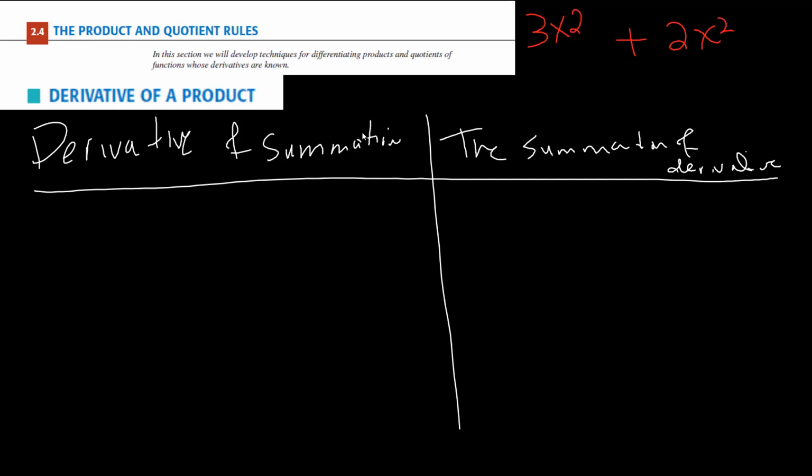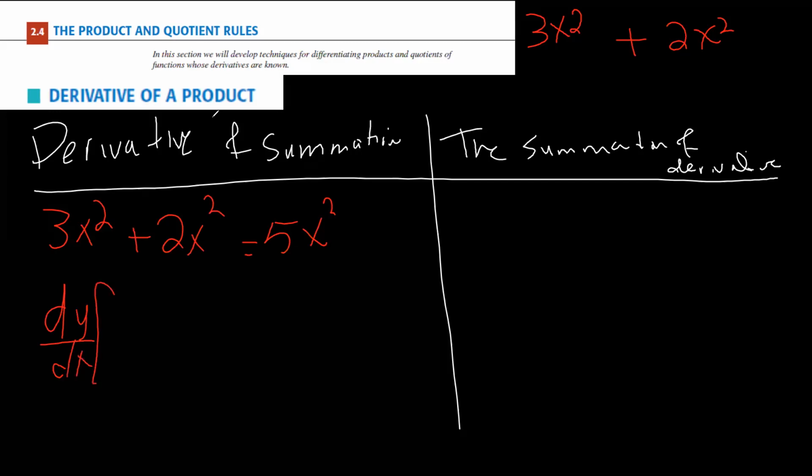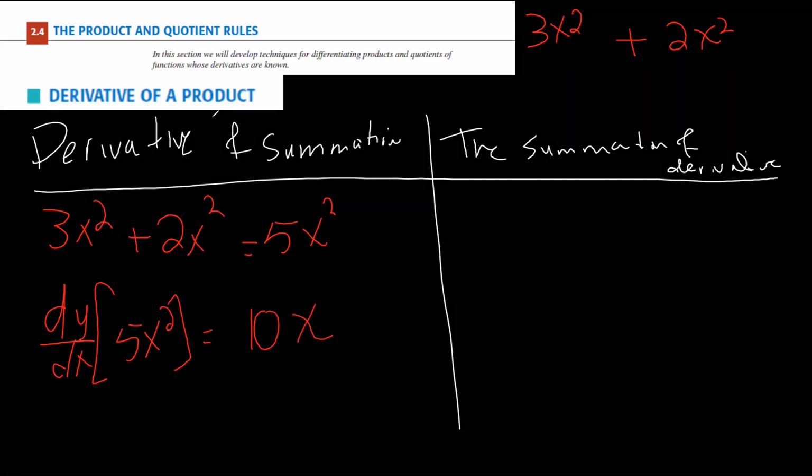The summation of 3x squared plus 2x squared is what? The summation is 5x squared. So Hannah, as an example, asked, teacher, can I add them first, then differentiate? I can say yes, because 5x squared is the two of them added. And if you differentiate the summation, you have 10x, which is 5 times 2x.